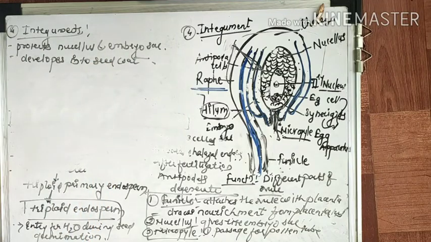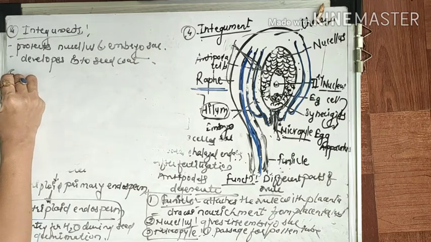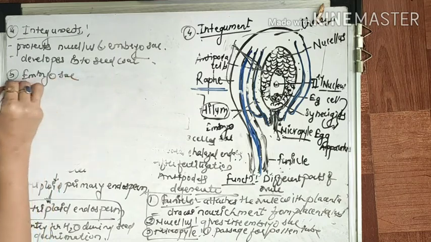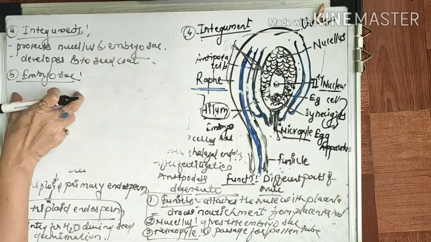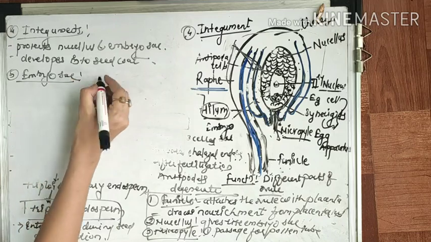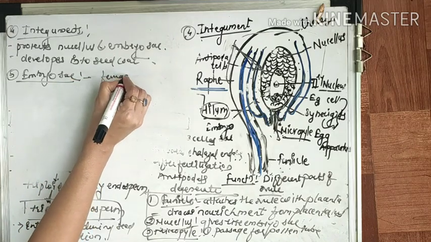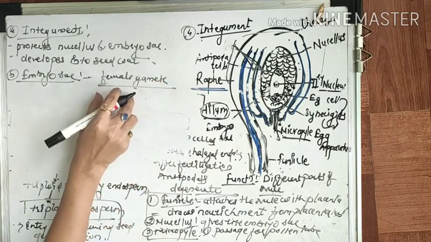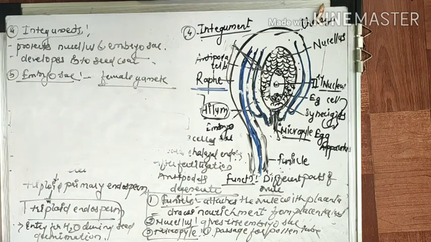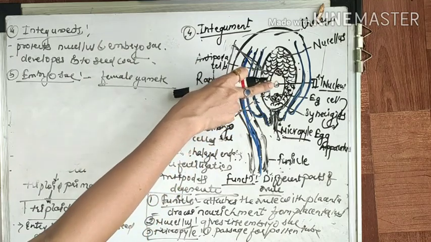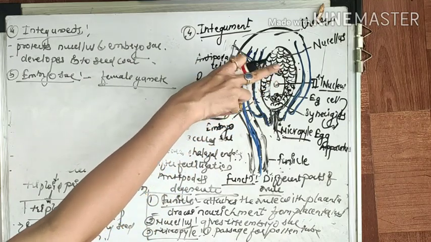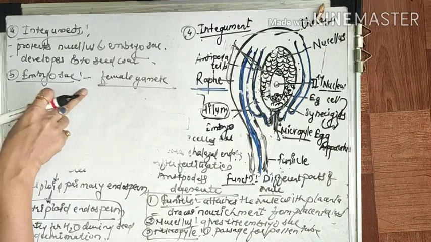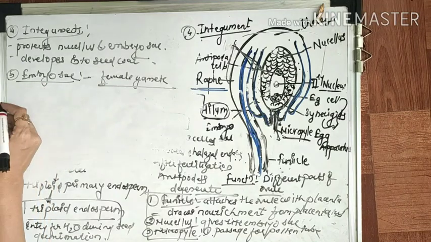Next we will see the last part, called the embryo sac. What is the role of the embryo sac? It gives rise to the female gamete. The nucellus gives rise to the embryo sac, right? This whole is called the embryo sac, and this embryo sac gives rise to the female gamete. It has a first part.